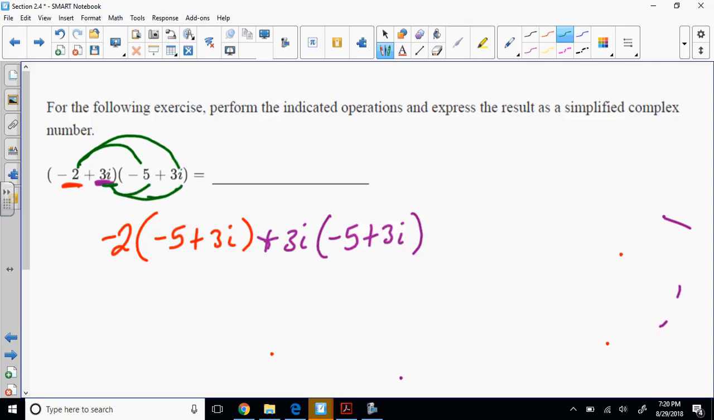Y'all remember that? Do your, I hate to say, arches or rainbows or whatever you want to call them, right? Over -2 times -5, -2 times 3i, right? And then you'd have 3i times -5, 3i times 3i. Well, when you split this, that's really what you're doing. That's how it came about.